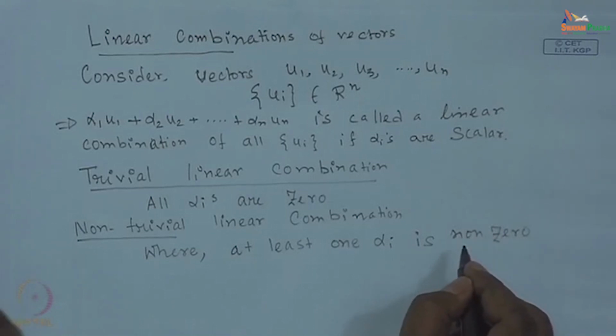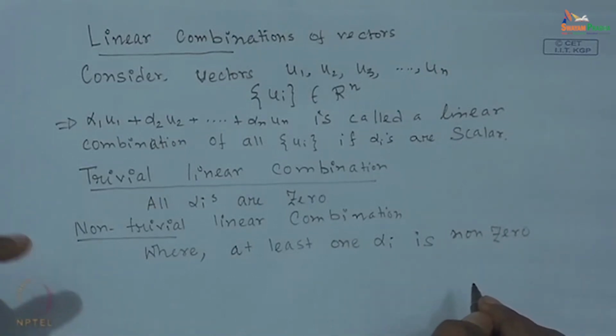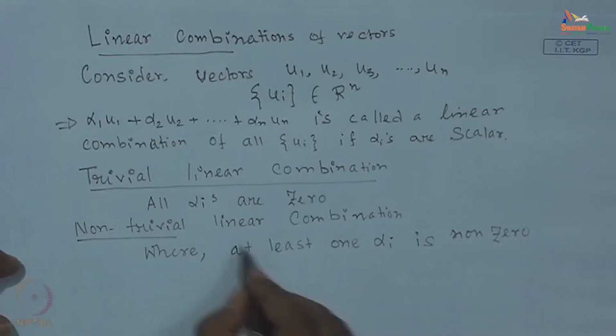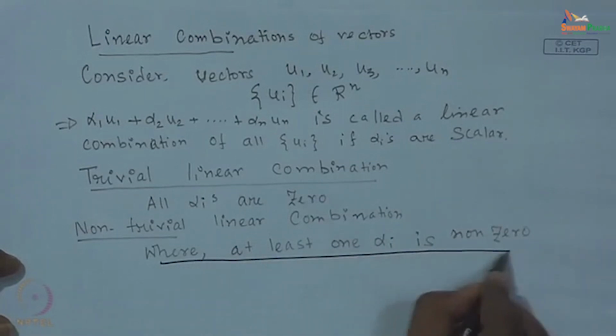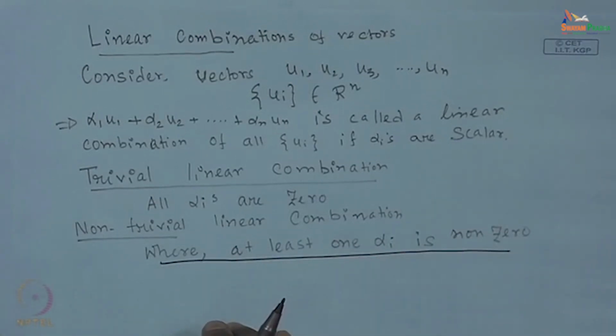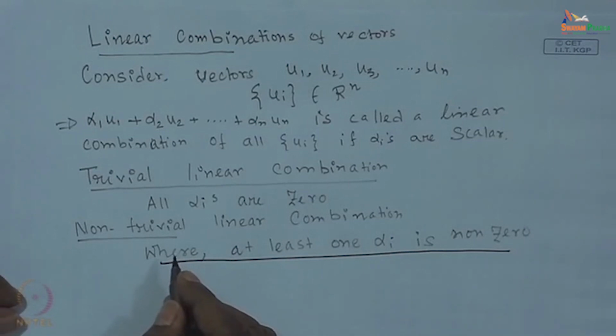Where at least one alpha is non-zero, and we will be getting into a non-trivial linear combination where at least one alpha is non-zero. Once we get this linear combination concept very clear, then we will be in a position to define independent set of vectors, dependent set of vectors, and dimension of space.